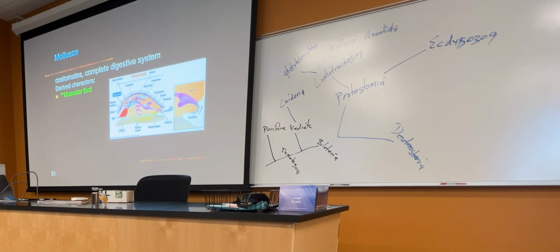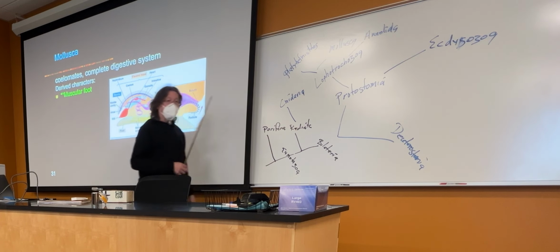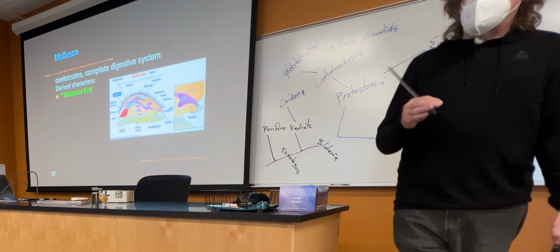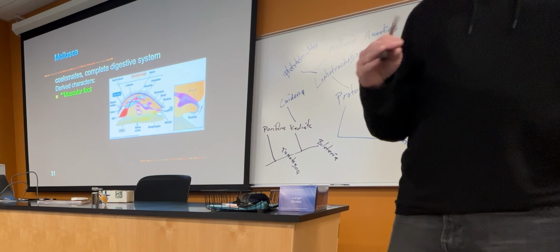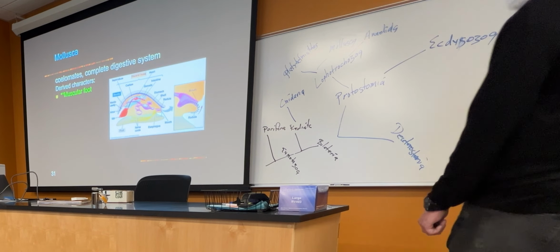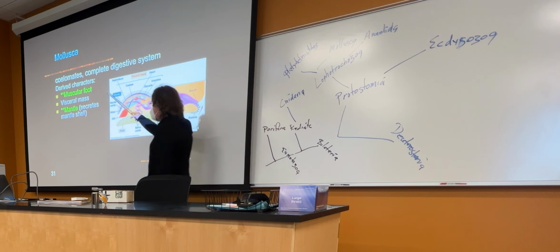One is something called a muscular foot. Now, when you see this word foot, you always, of course, think of your own feet. That's not what we're referring to here. This is simply a musculated structure, usually on the ventral side of the animal, that allows locomotion. If you've seen snails moving along, they're moving along on their muscular foot. It's just a musculated structure that's down underneath. And something, the visceral mass, I'll explain here in a moment.